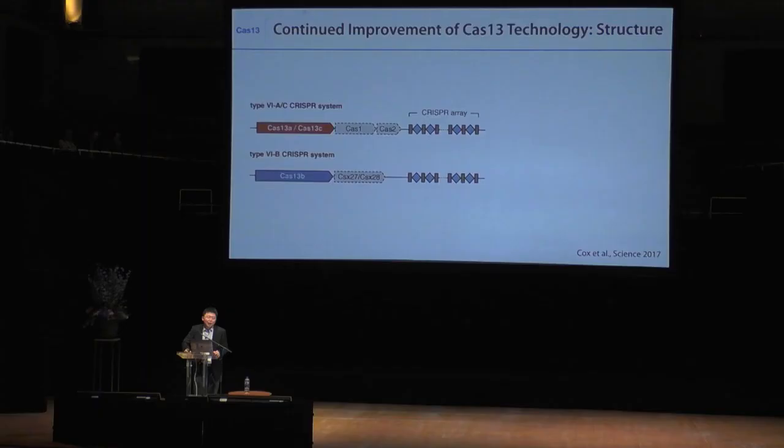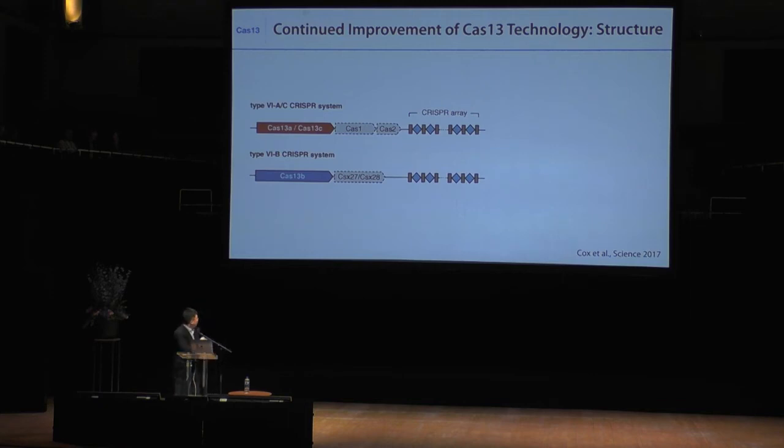Then finally, as we start to engineer the system to make it more robust, more specific, and also more efficient, one of the things that's really helpful is to be able to know how this protein looks so that we can take the structure and then use a rational approach to further engineer the system.